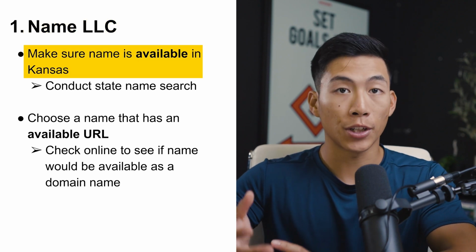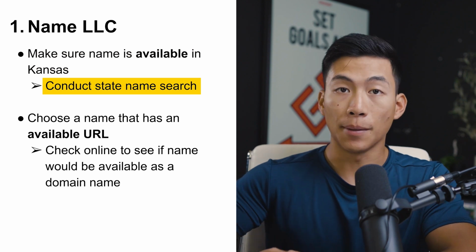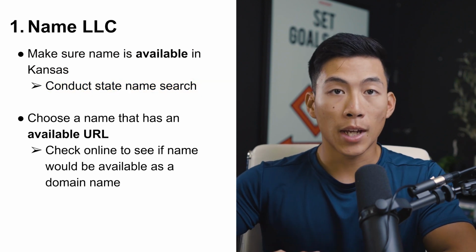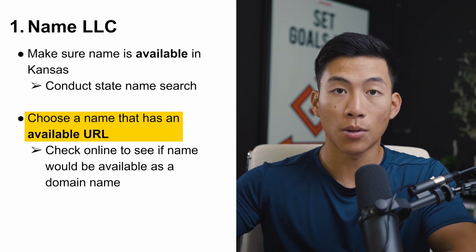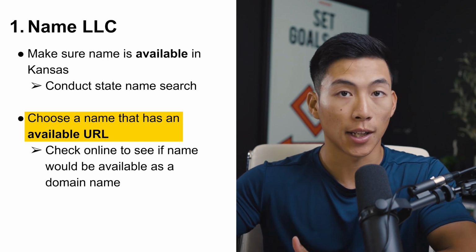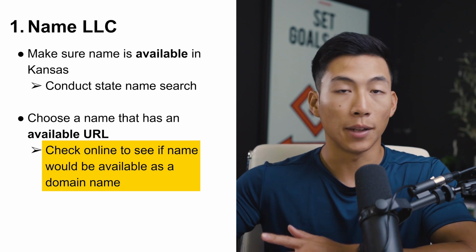First is to make sure that your business name is actually available online. You can conduct a business name search on the Secretary of State website. And while you're at it, you might as well also make sure that your business name is available as a URL for a business website or something like that. You can easily do this online as well on websites like Google Domains or Namecheap.